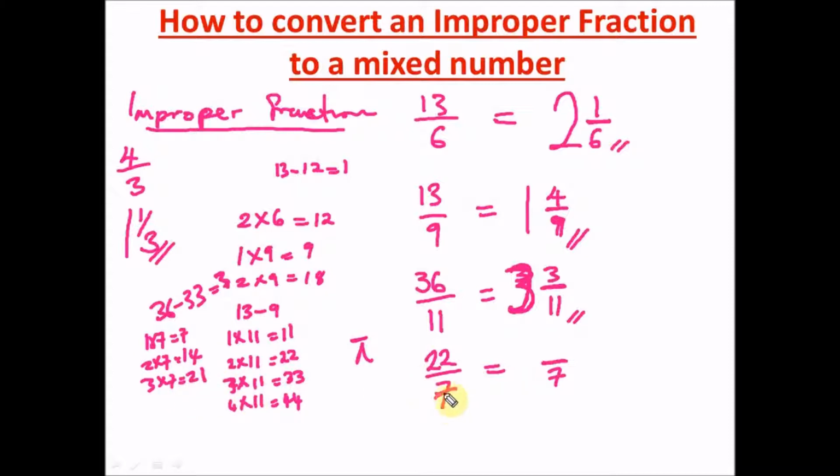21. So we can only get 3 7s from 22, which is, if you say 7 plus 7 is 14, plus another 7 is 21. So we write down 3 whole number, and what are we left with? What's the remainder? 22 minus 21, which is equal to 1. So we have remainder 1. So our answer here is 3 whole number 1 over 7. This is how we convert an improper fraction to a mixed number.